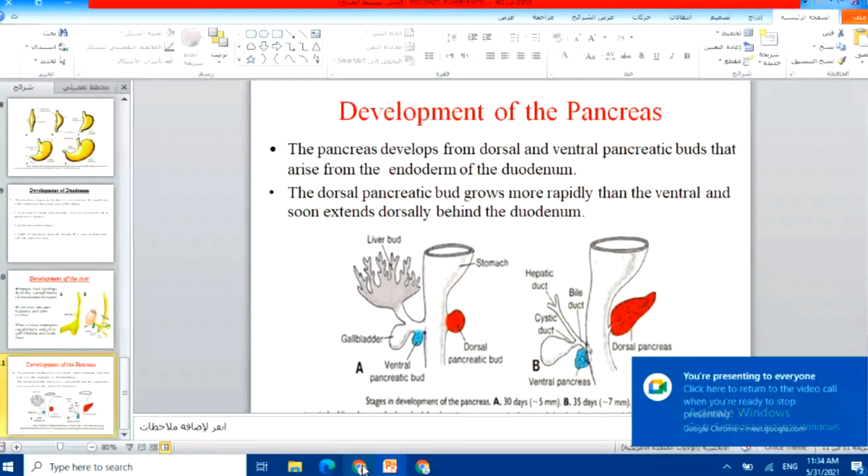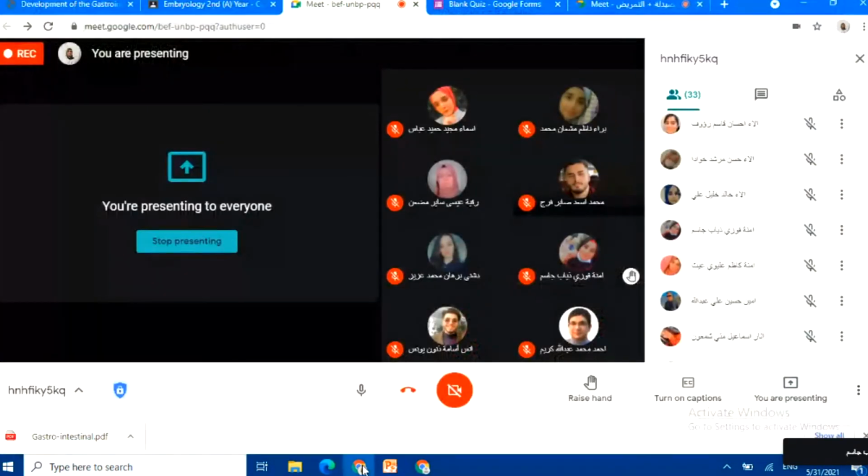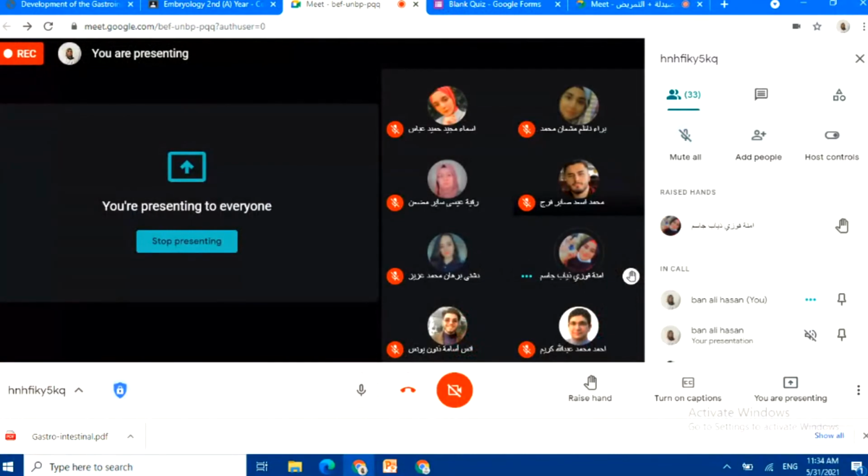The last slide says that the pancreas develops from the dorsal and ventral pancreatic buds. Okay, develops from dorsal. Yes, Amina, you have a question? You're raising your hand.